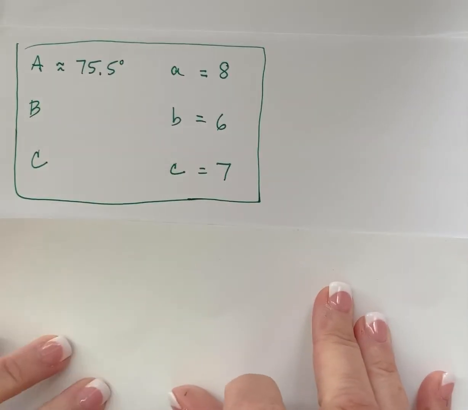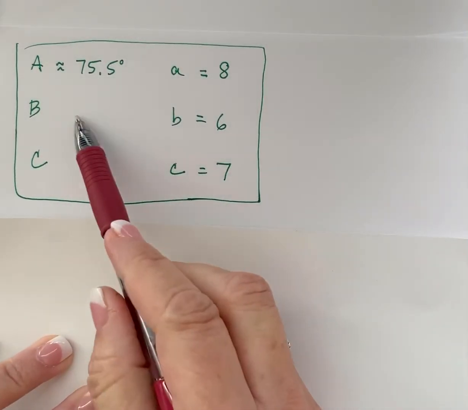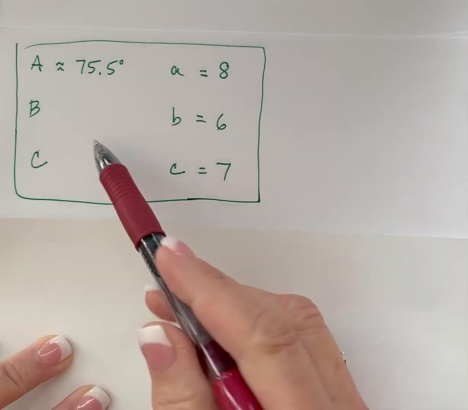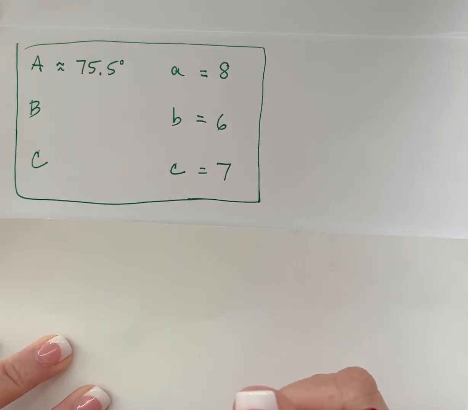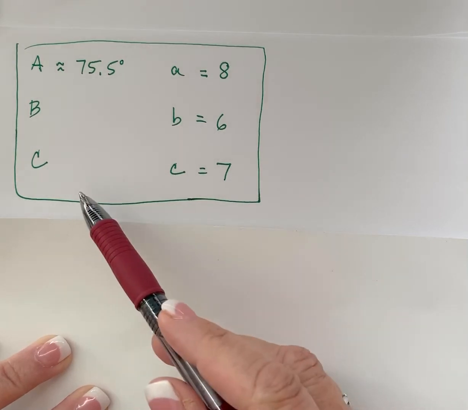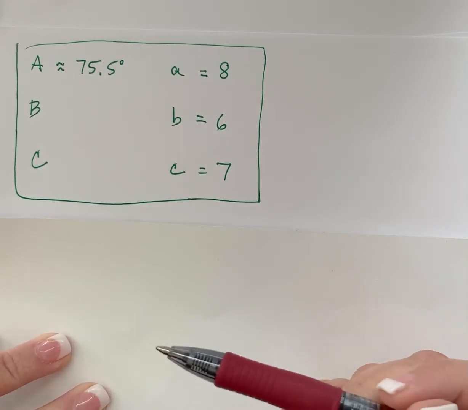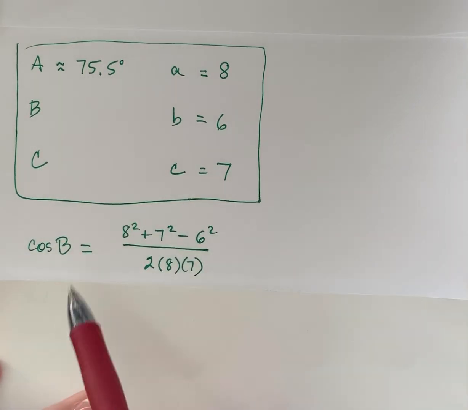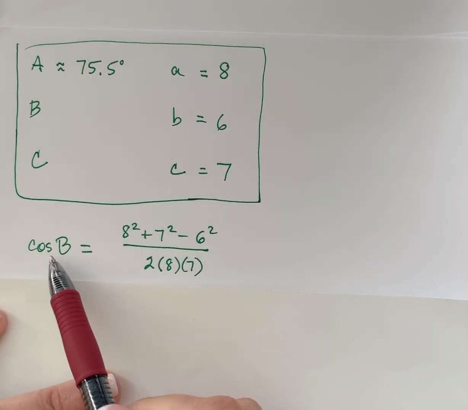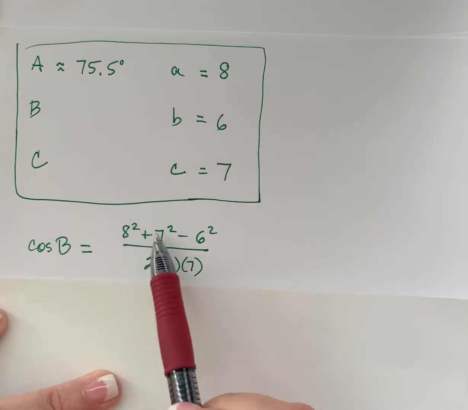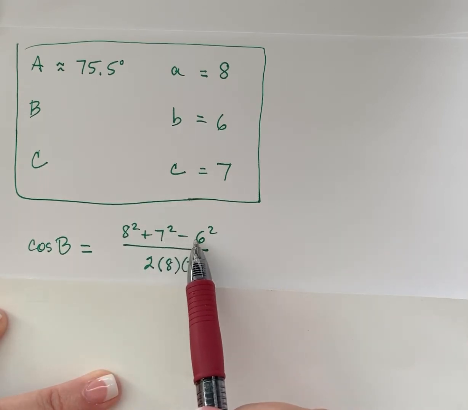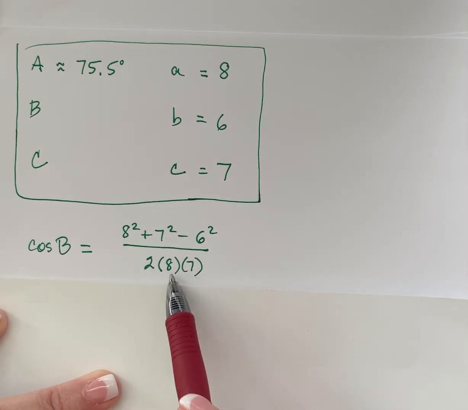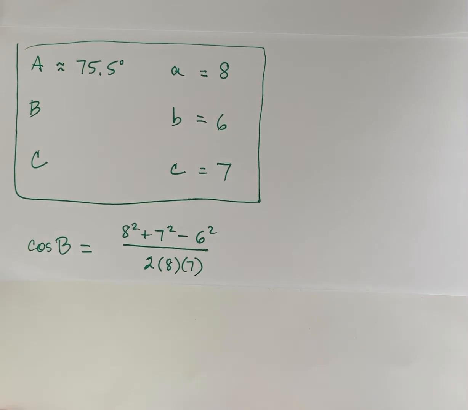Okay, so here's what we have so far. Basically, we have two more angles that we need to find the measure of. It really doesn't matter which one you try to find, and you have different options. You can continue to use the law of cosines. So you could use this formula here, the cosine of B, and put in A squared plus C squared minus B squared, divided by 2 times A times C. And then you could do the inverse cosine and solve for B.